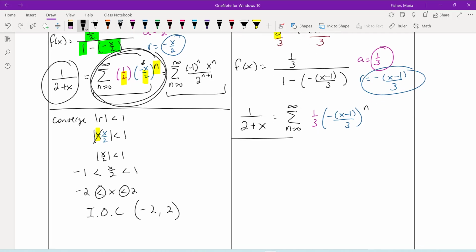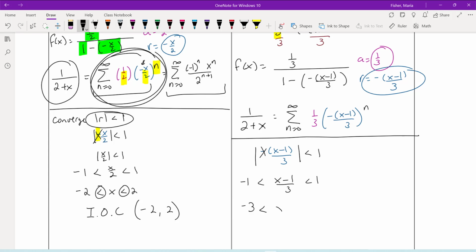Well, that interval of convergence, remember, is found by the absolute value of r less than 1. That means that the absolute value of the negative of (x minus 1) all over 3 has to be less than 1. I don't need to worry about that negative in an absolute value less than inequality. I change it into that compounded inequality, and I write negative 1 less than (x minus 1) over 3 less than 1. To solve for x, I multiply everything by 3 first.